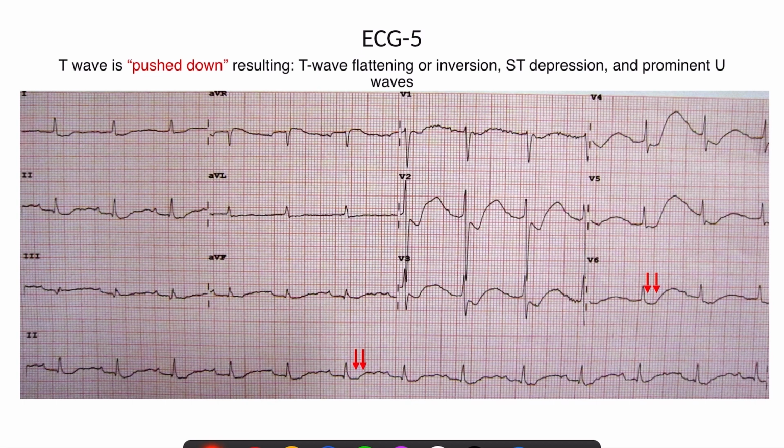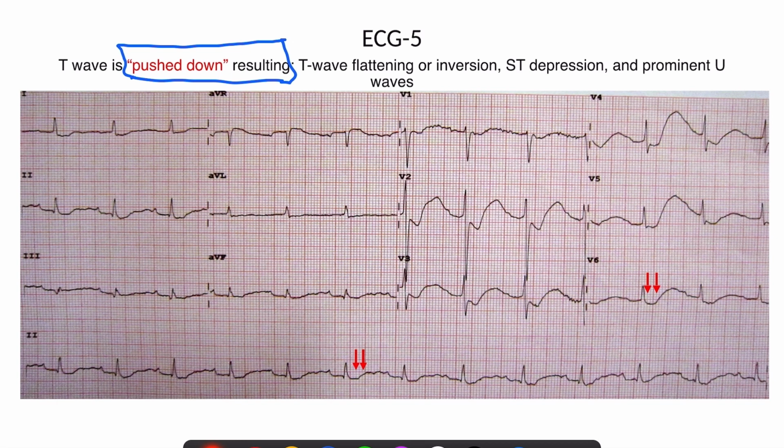This fifth ECG is the first ECG we have discussed, but I kept it here to help you memorize the ECG changes in hypokalemia using a simple term: pushed down effect. This mnemonic is very important because if you remember this one term, you can easily understand that the T wave and ST segments are usually pushed down in hypokalemia.